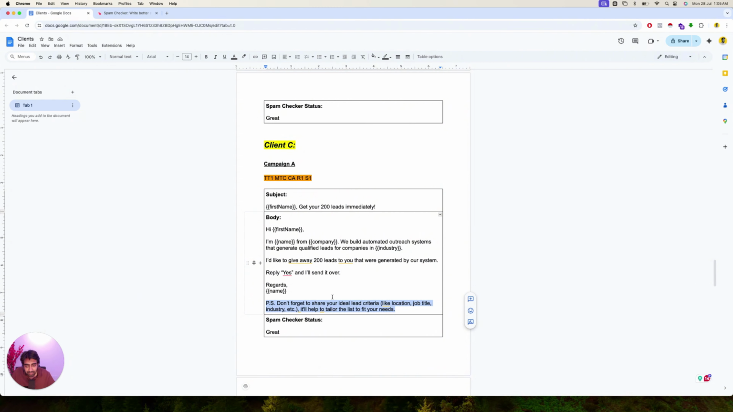And I try to keep it as short as possible to make sure that they do not feel it is very long and then do not want to reply. And then there's this "reply yes, and I'll send it over." I'm not a big fan of it, but I'm just trying it because I see that it's working across.